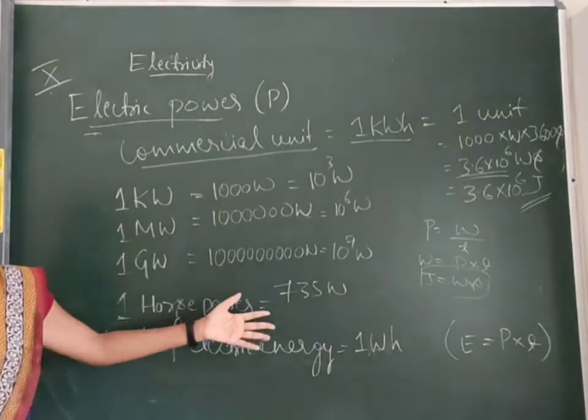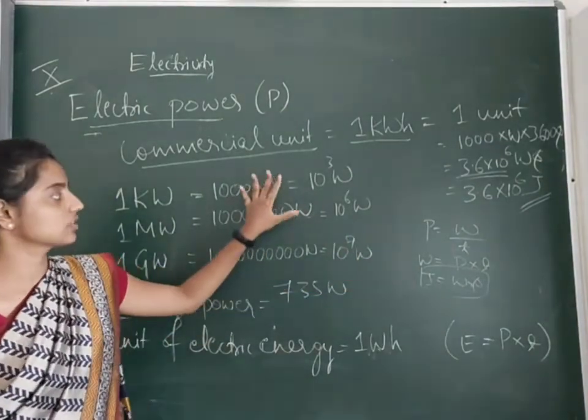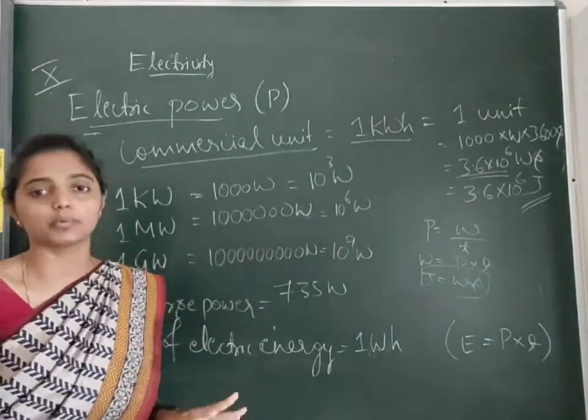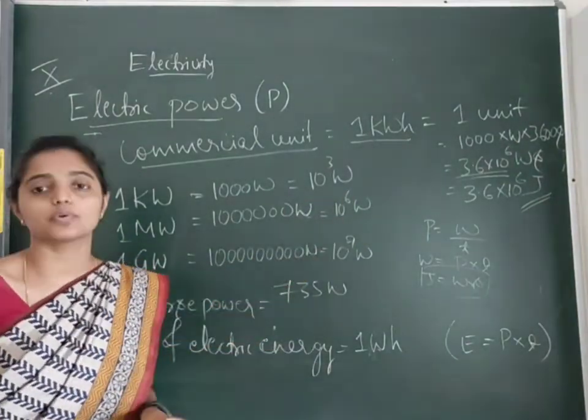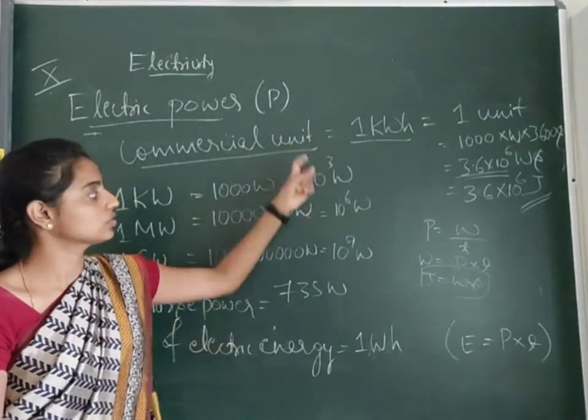In the normal numbers, and again in terms of scientific notation, we expressed it here. So it's better to remember this. Power will be expressed in terms of 1 kilowatt, that is nothing but 10 to the power 3 watt, and 1 megawatt, that is 10 to the power 6 watt, and 1 gigawatt, that is 10 to the power 9 watt. And now we learned 1, 2, 3, 4.